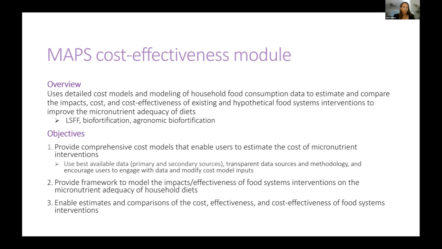We're also seeking to provide a framework to model the impacts or effectiveness of food systems interventions on the micronutrient adequacy of diets at the household level. And ultimately, we provide a framework for combining the cost and impact estimates so that users can estimate and compare the cost effectiveness of different food systems interventions on the micronutrient adequacy of diets.